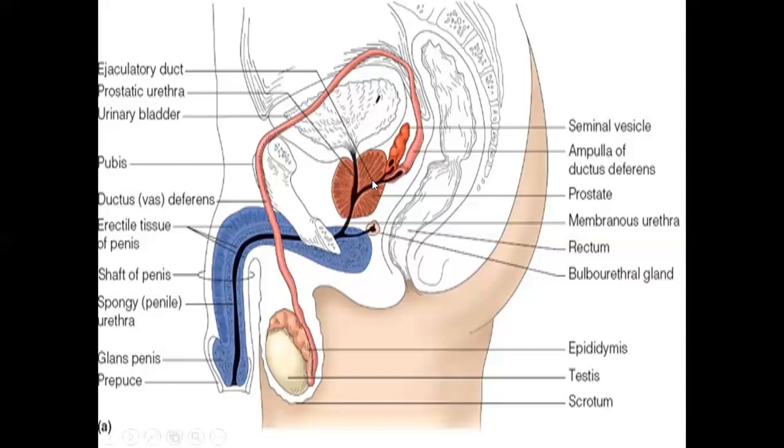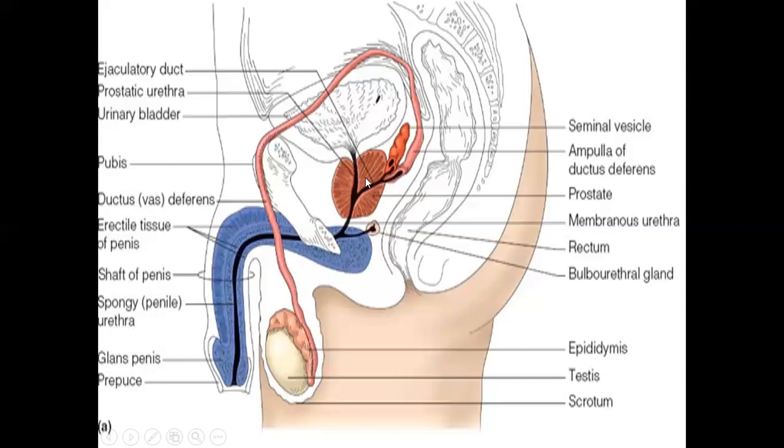Alright. Now from the ejaculatory duct, it fuses with the prostatic urethra. By the term prostatic urethra, this is actually a passageway that is enclosed by, or surrounded by, the prostate gland. So from there, we expect another secretion from your prostate gland.